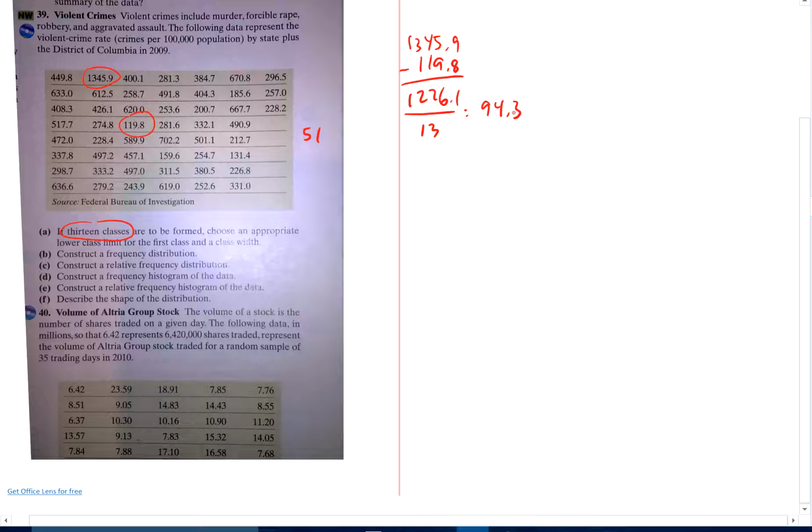Okay, so 94.3. Remember what happened last time when I rounded up too far? Sometimes if you round up, especially in smaller sets of data, you may lose a class, so you have to be careful of that. In this case, since the data is so big, I don't think we have to worry about that. So we're going to go ahead and round up to 95. And the lowest is 119, so an appropriate starting place, let's go down and start at 115.